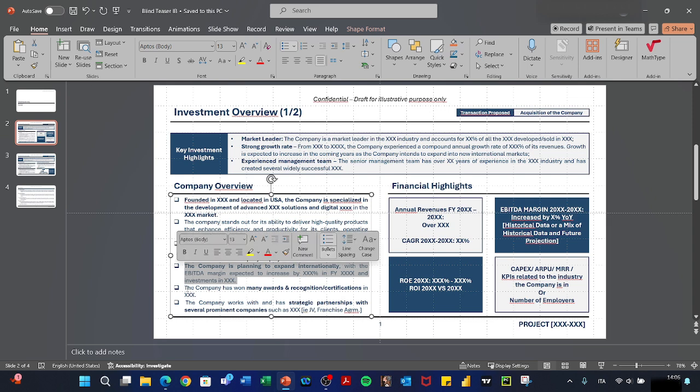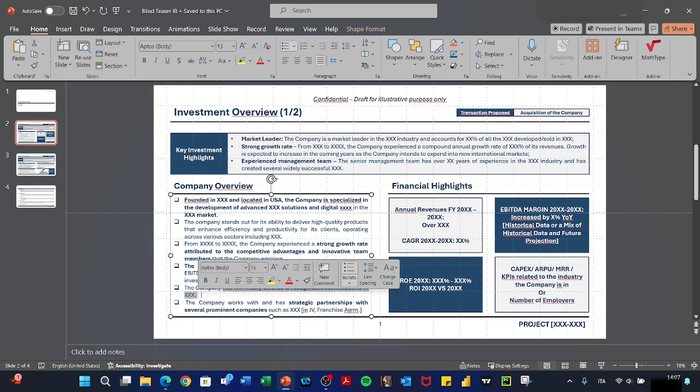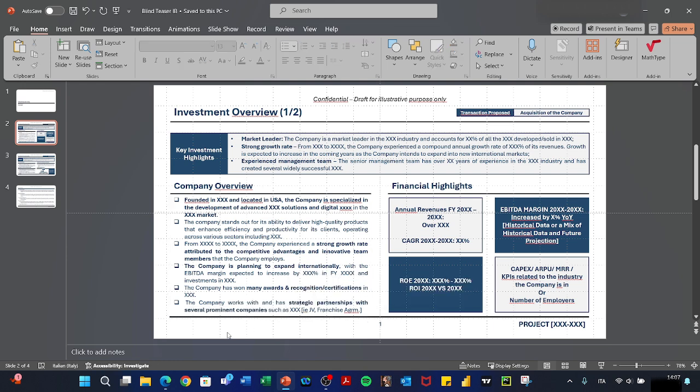And you should highlight any positive information about the company. For instance, maybe the company has collected many awards and certifications in the past years in a specific sector, or the company has established strategic partnerships with other companies.